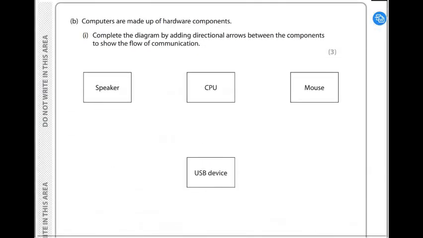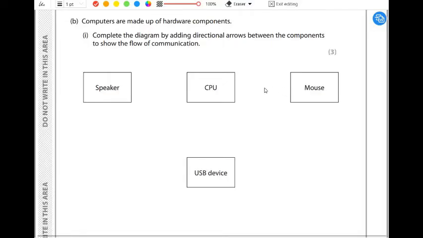B. Computers are made up of hardware components. We need to complete the diagram by adding directional arrows between the components to show the flow of communication. The way I would do it, we would need a line between the mouse and the CPU. So we would draw an arrow that looks like this. That's the first one. Then we would need a line between the CPU and the speaker, with the arrow at the speaker end only. So we grab and we draw that to here.